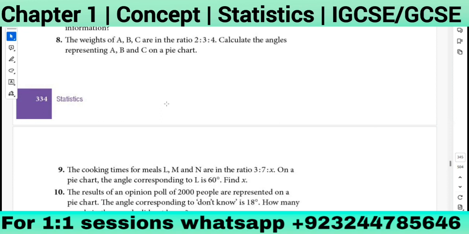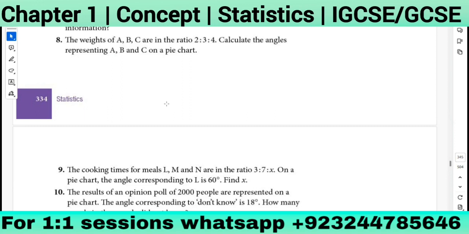How will we do this? Think. We're going to put some X somewhere. I'm giving you just 1 minute so you can think if you can do it. We'll add them, so their total will be 9, and for instance for C, the angle the pie chart represents will be 4 over 9 into 360.